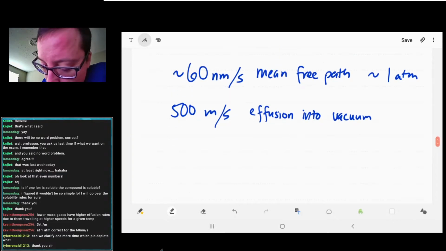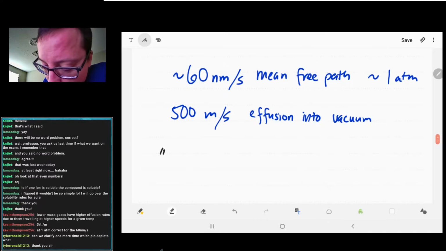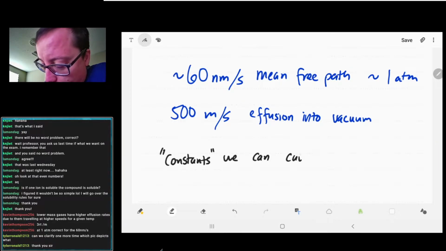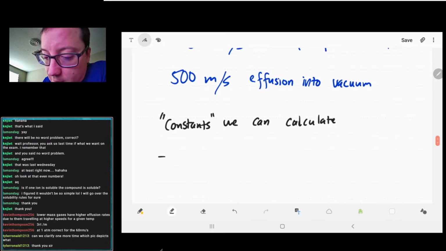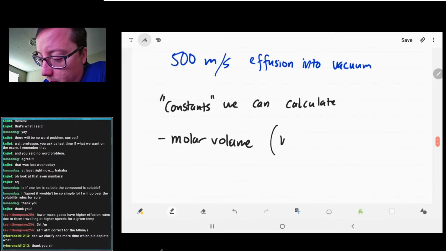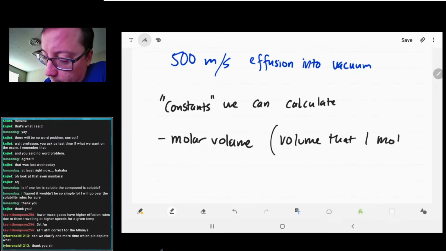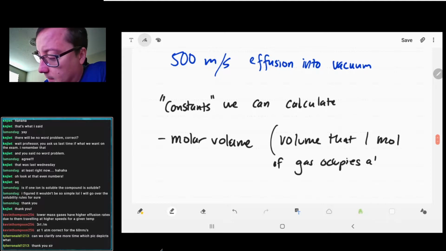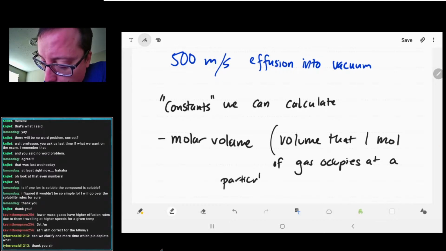Let's talk about a few constants we can calculate. One of these is going to be the molar volume, and that is the volume that 1 mole of gas occupies at a particular temperature and pressure.